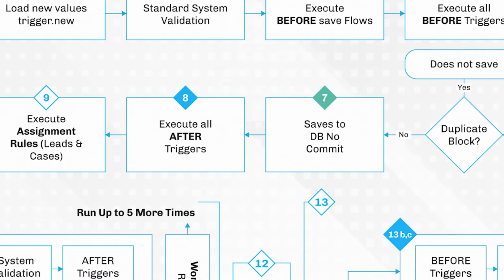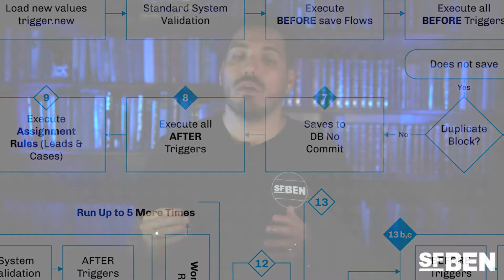For example, a workflow rule comes in before after triggers in the order of execution. If this is then migrated to a before save flow, it will come before both before triggers and after triggers. This could impact other parts of your workflow that you may not have expected, which shows how important testing is with your migration to Flow.